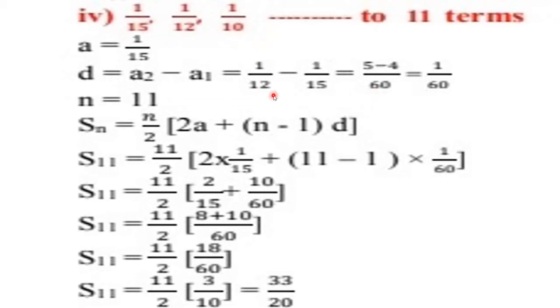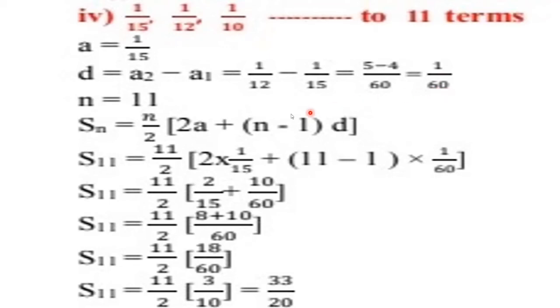On multiplying which number to 12 do you get 60? Yes, 12 fives are 60. Therefore, multiply the numerator also by 5. So 5 divided by 60. What will be the second term now? 15 fours are 60, so I multiply this term with 4. Then 5 minus 4 divided by 60. So 5 minus 4 will be 1, 1 by 60. What will be the common difference? Common difference will be 1 by 60.